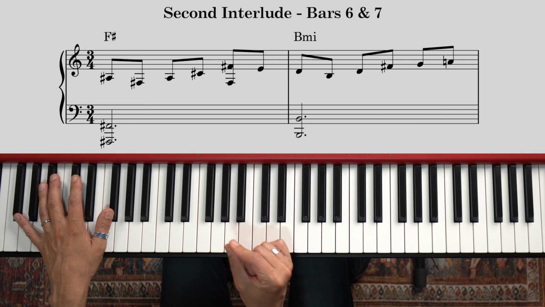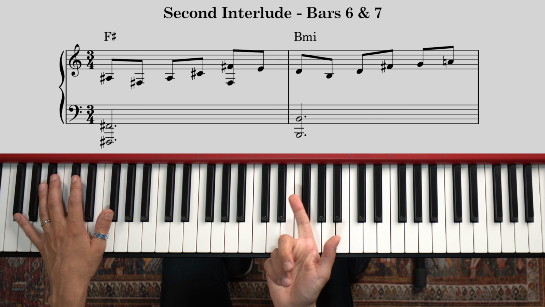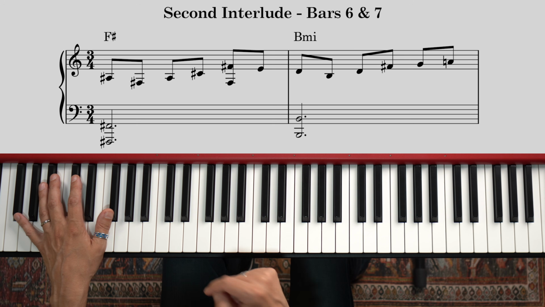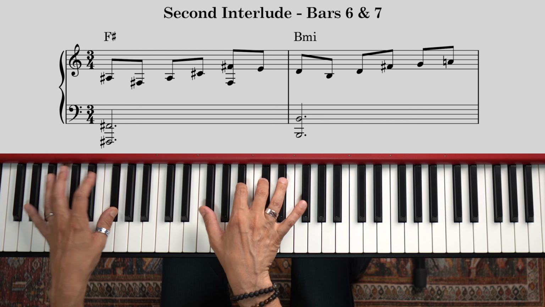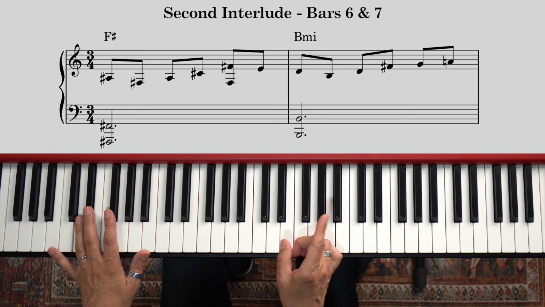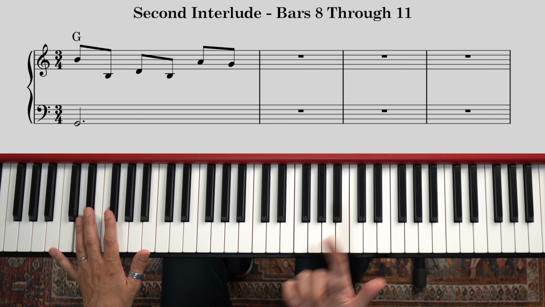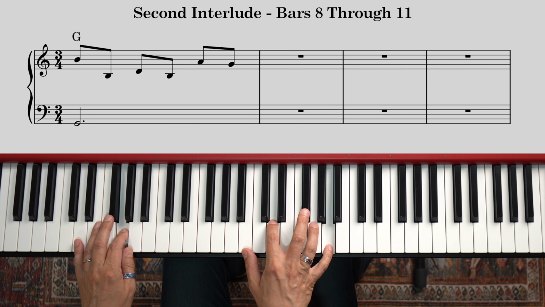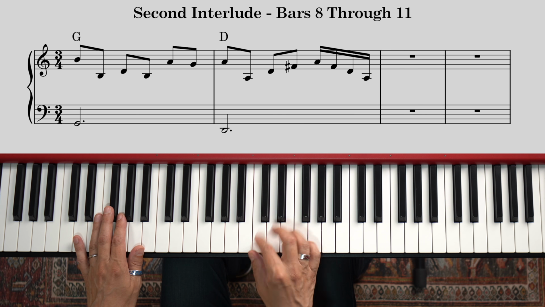And then here's where the modulation happens. He repeats those 2 chords a whole step higher, so F sharp to B minor. And now we're in the key of D. He then goes to a G chord, then to D, the new tonic chord.